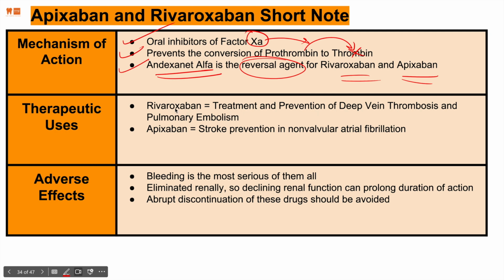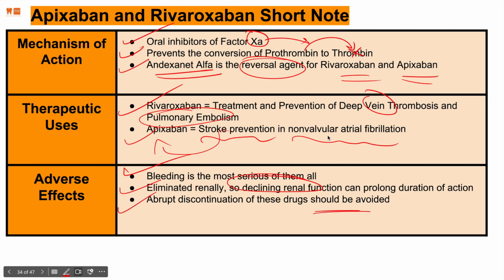In therapeutic uses, rivaroxaban is used in the treatment and prevention of, of course, deep vein thrombosis and pulmonary vein embolism. Apixaban for stroke prevention in atrial fibrillation of non-valvular kind. So you won't be asked that a lot, just remember stroke patients. Adverse effects, of course, bleeding. It eliminates renally, so taking care of that, as it declines the renal function over time. Abrupt discontinuation of the drug should be avoided because it will cause thrombotic events.